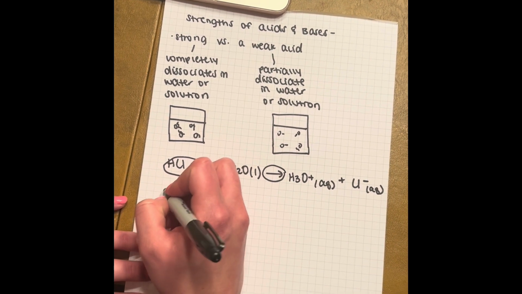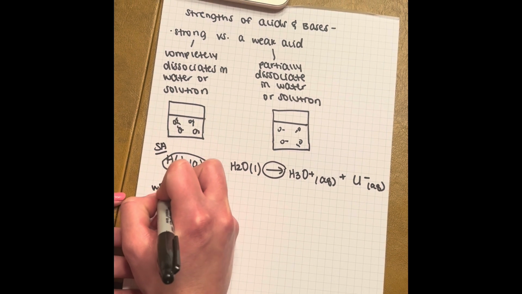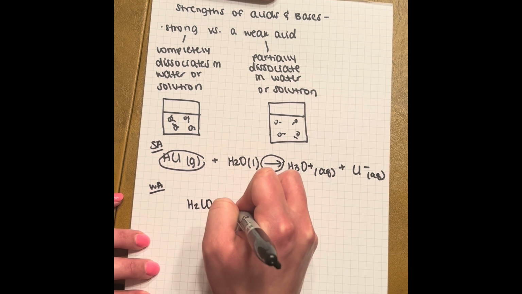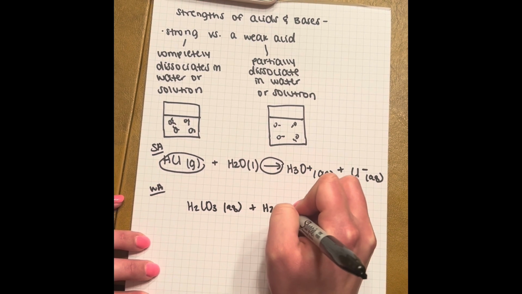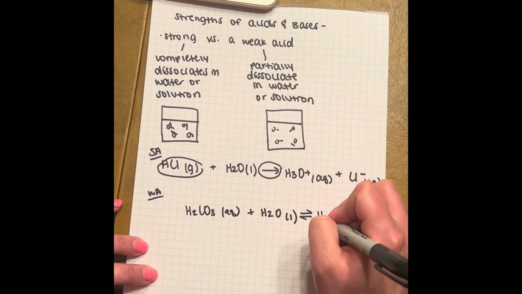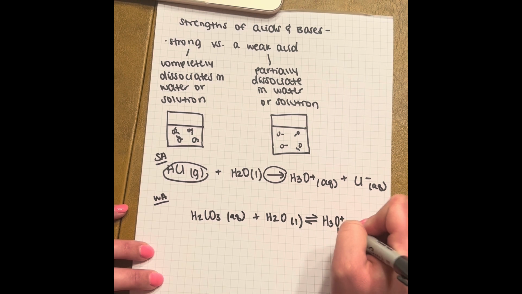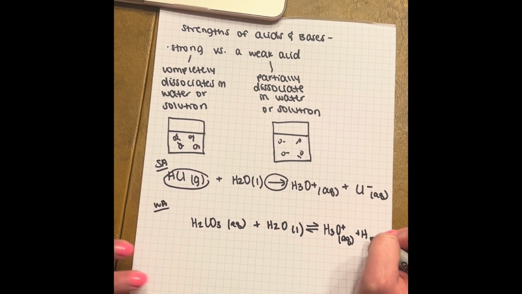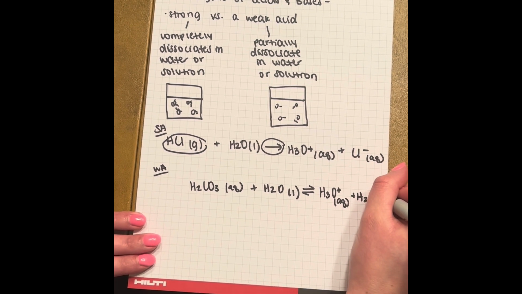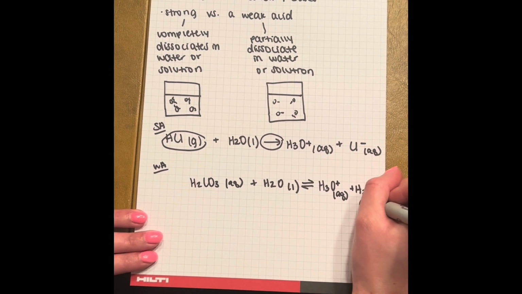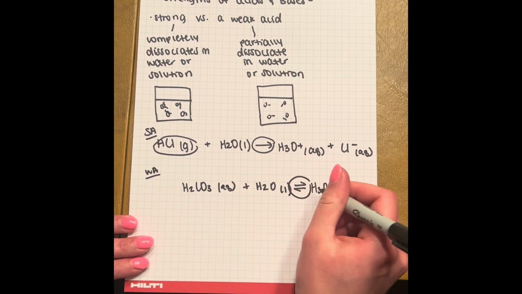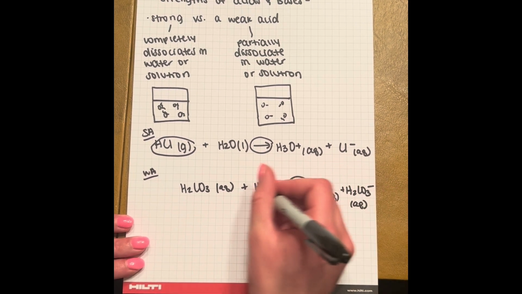Now an example of a weak acid is H2CO3 in water. It's going to dissociate into H3O+ only partially and HCO3-. Now, as we can see, these arrows are going to indicate that this is partially dissociating because there's a forward and reverse to our reaction.